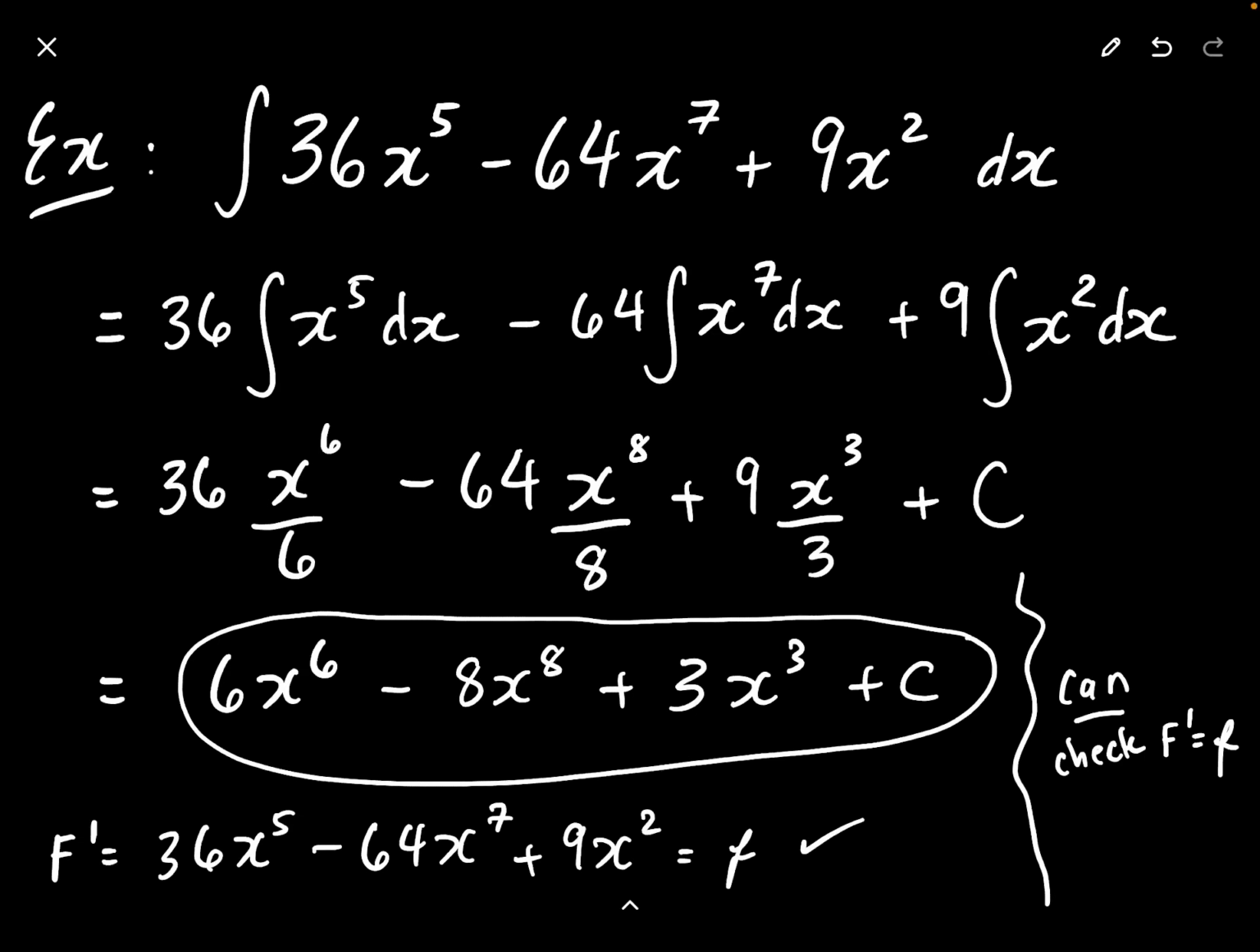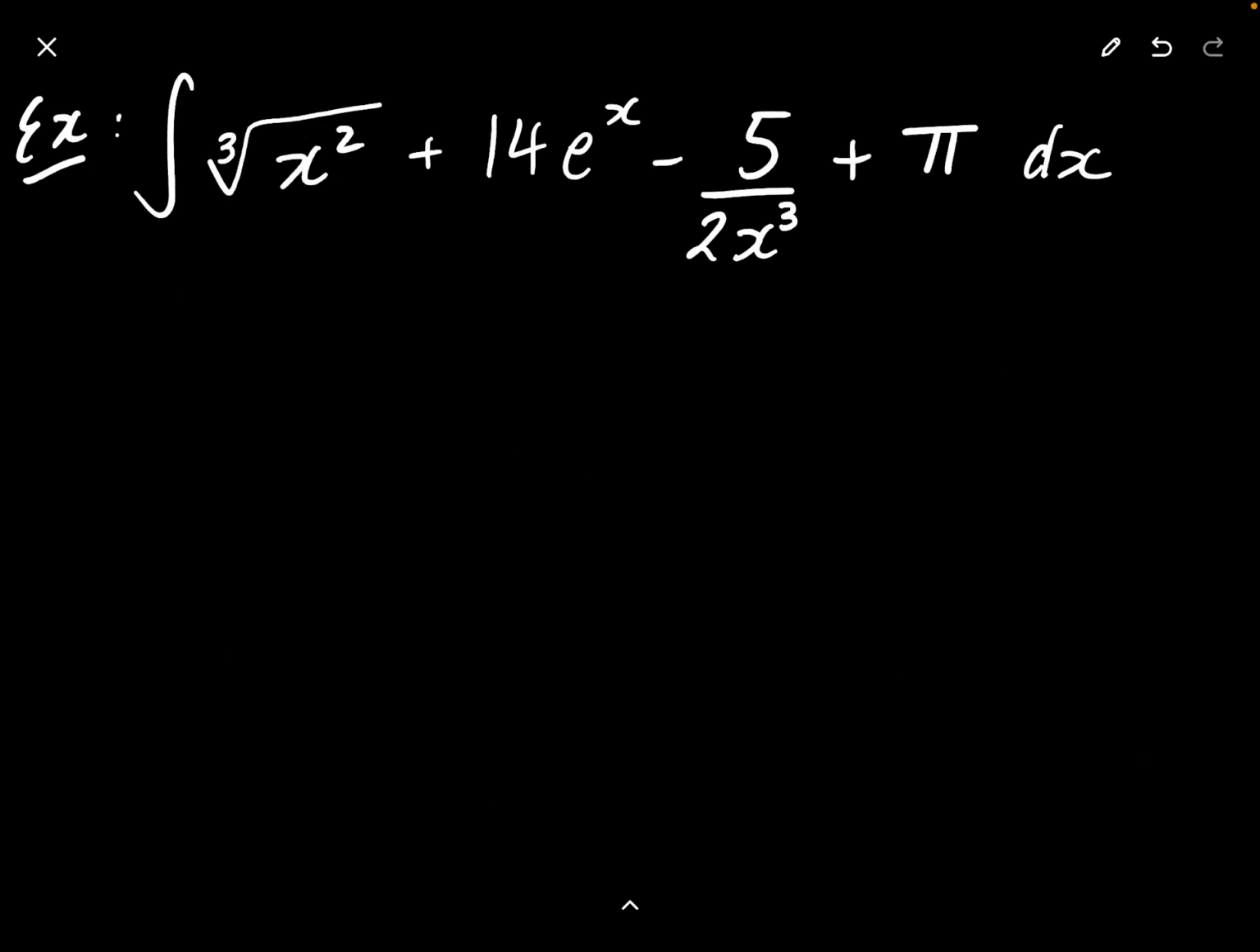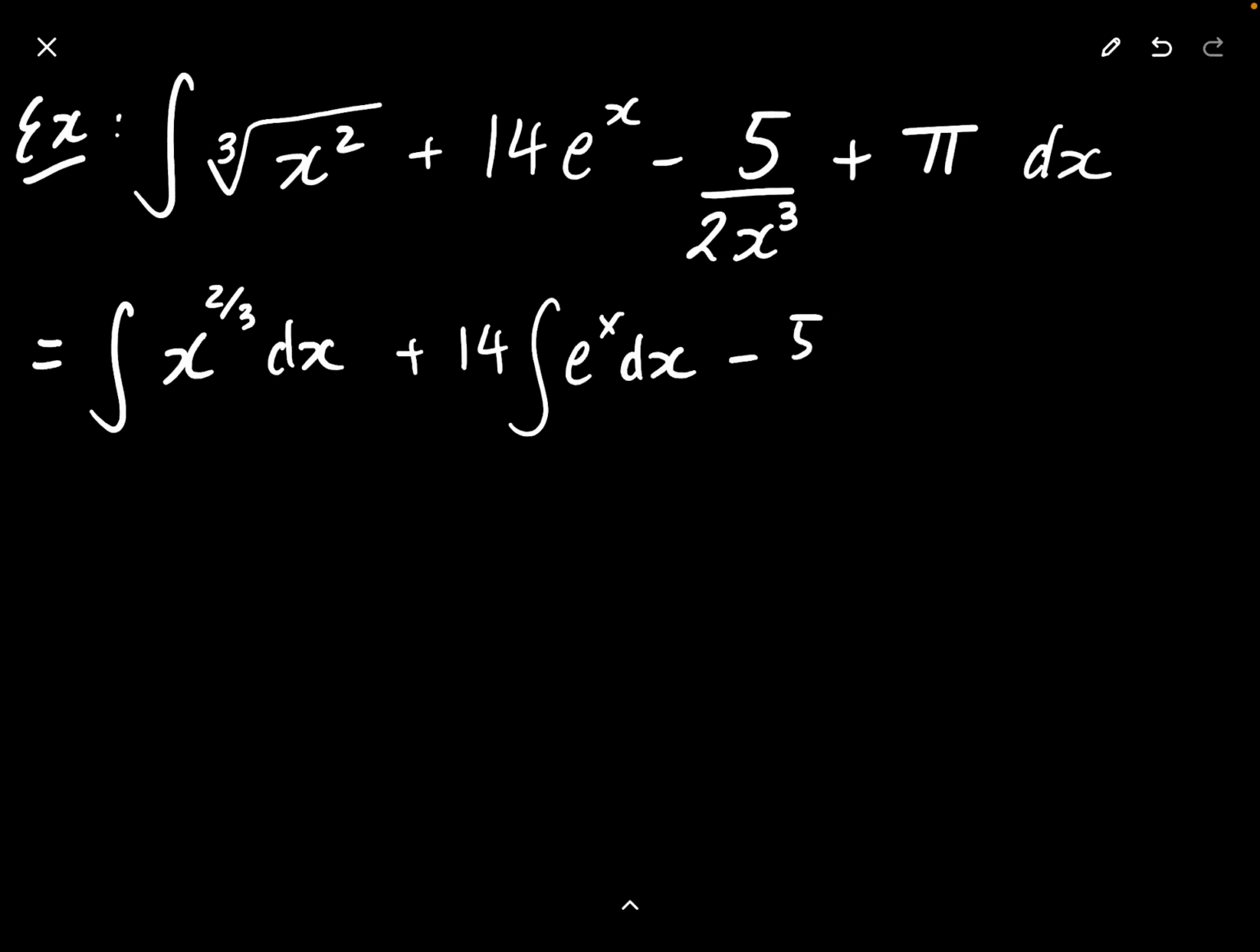Next, we have the antiderivative of a sum of terms. For each of those we can use the basic rules, so I'll separate it into 4 basic integrals. For the first term, x is squared and cube rooted, so I'll rewrite it in the form x to the n as x to the 2/3, plus 14 times the integral of e to the x with respect to x, minus 5 over 2, I'll keep it in the front, and since x cubed is in the denominator, when we put it in the form x to the n, it will be the integral of x to the minus 3 with respect to x, plus pi, which is a constant, times the integral of 1.